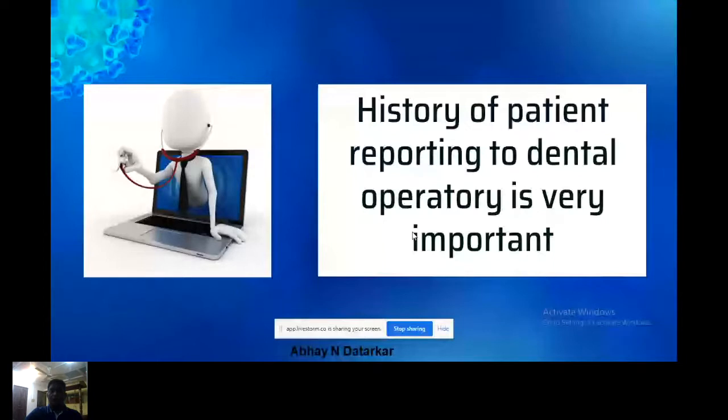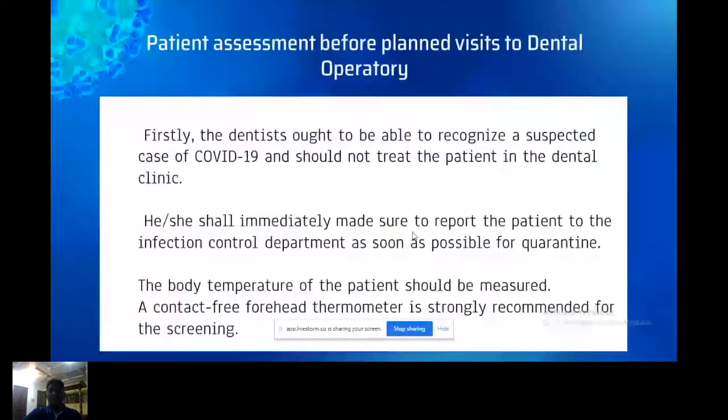Okay, so what are the things we are supposed to do? Firstly, the dentist ought to be able to recognize a suspected case of COVID-19 and should not treat the patient in dental clinics. He or she shall immediately make sure to report the patient to the infection control department as soon as possible for quarantine. The body temperature of the patient should be measured with a contact-free forehead thermometer, as I told you, like the infrared thermometers which are available.